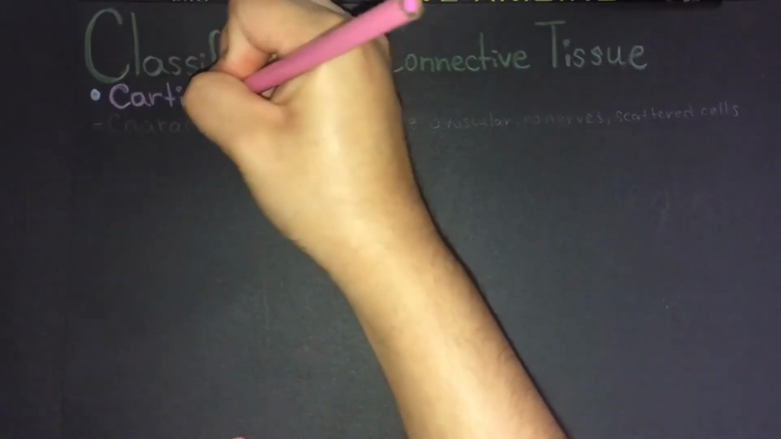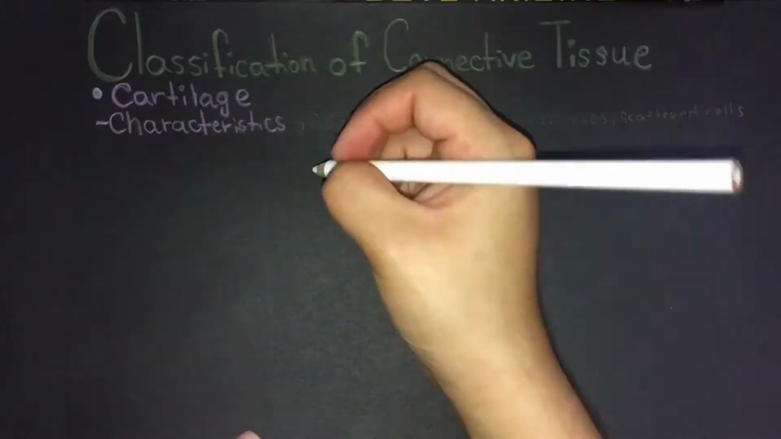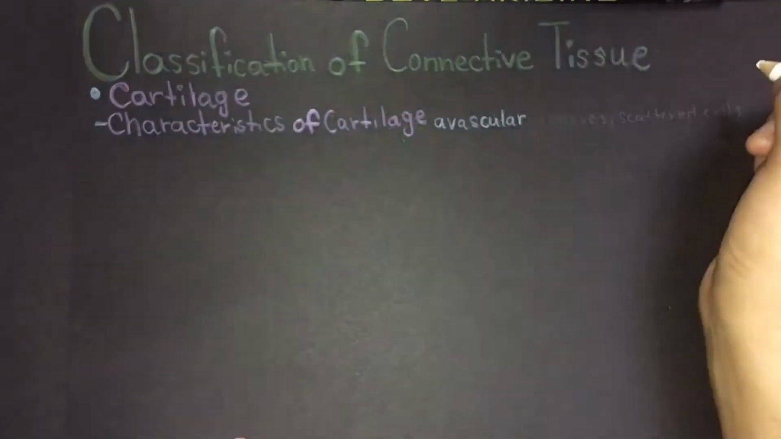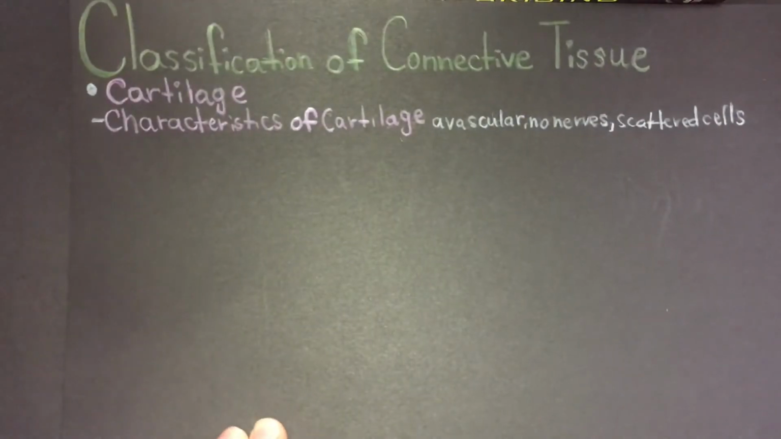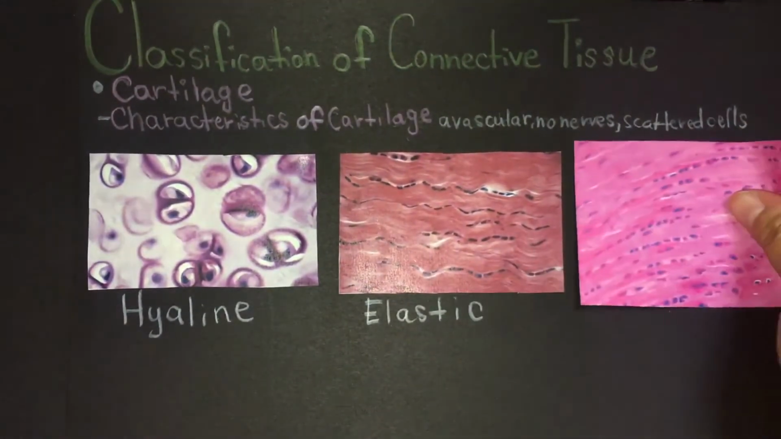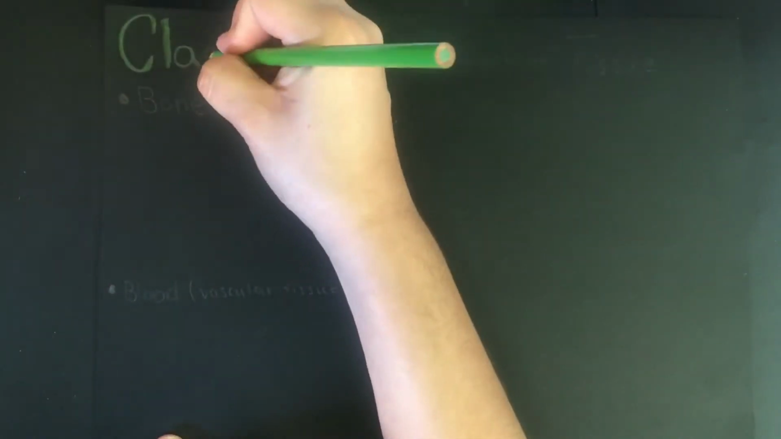Cartilage. Characteristics of cartilage: avascular, no nerves, and scattered cells. Cartilage has hyaline, elastic, and fibrocartilage.